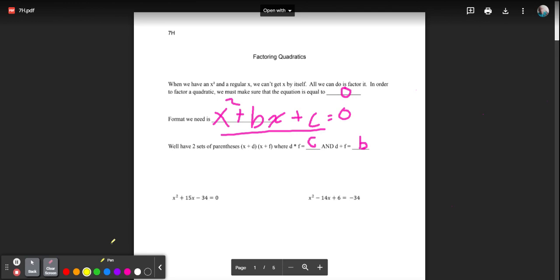So I'm going to find numbers that multiply to negative 34. All right, I'm just going to make a little chart. Well, I know if they multiply to negative 34, I'm going to have a positive and a negative. So I could have a negative 1 and positive 34. I could have positive 1 and negative 34.